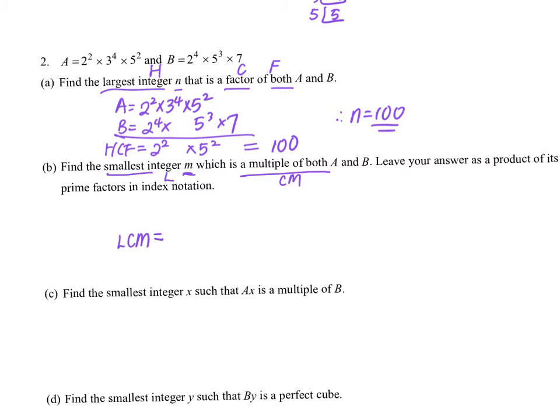I must include all the factors. So the factors here are 2, 3, 5, 7. Different from HCF. HCF is choose the factors that are common. But LCM must choose all the factors, and then the one with the highest power. So now I got 2 squared and 2 to the power 4. Which one to choose? 2 to the power 4. I got 3 to the power 4, the other one doesn't have. So just 3 to the power 4. 5 squared and 5 cubed, 5 cubed. Then the number 7. 7 is on its own.